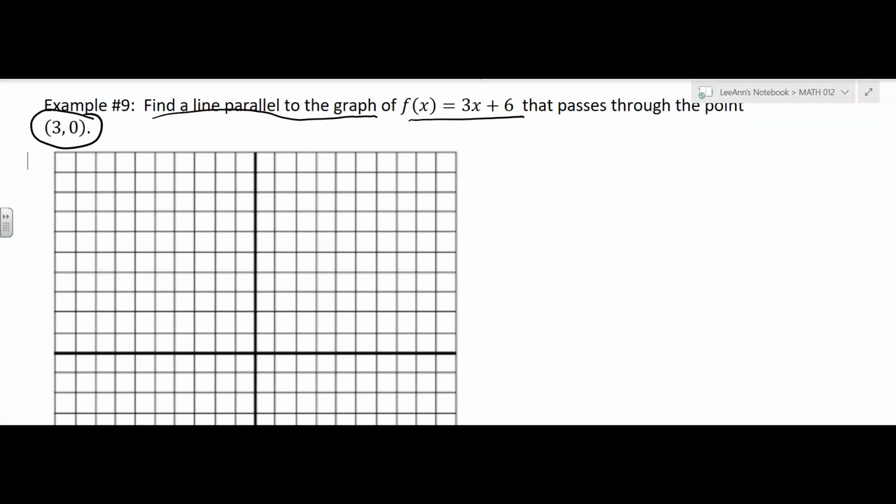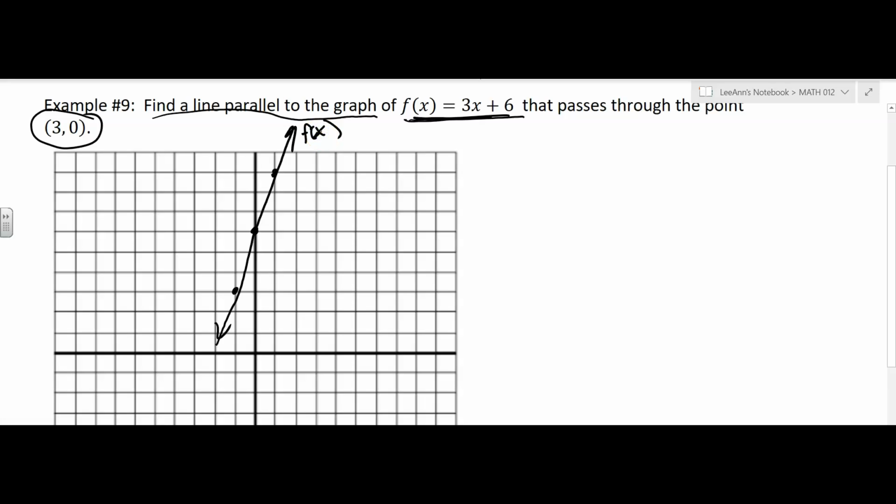You don't have to graph this, but I have the graph there so you can get a picture of what's going on. Now, if I were to graph f of x, I know it's got a y-intercept of 6, 1, 2, 3, 4, 5, 6, and a slope of 3, so up 3 and over 1. So it's going something like, get another point there, it's going like this. That is f of x that they tell us, okay? And we can graph it.